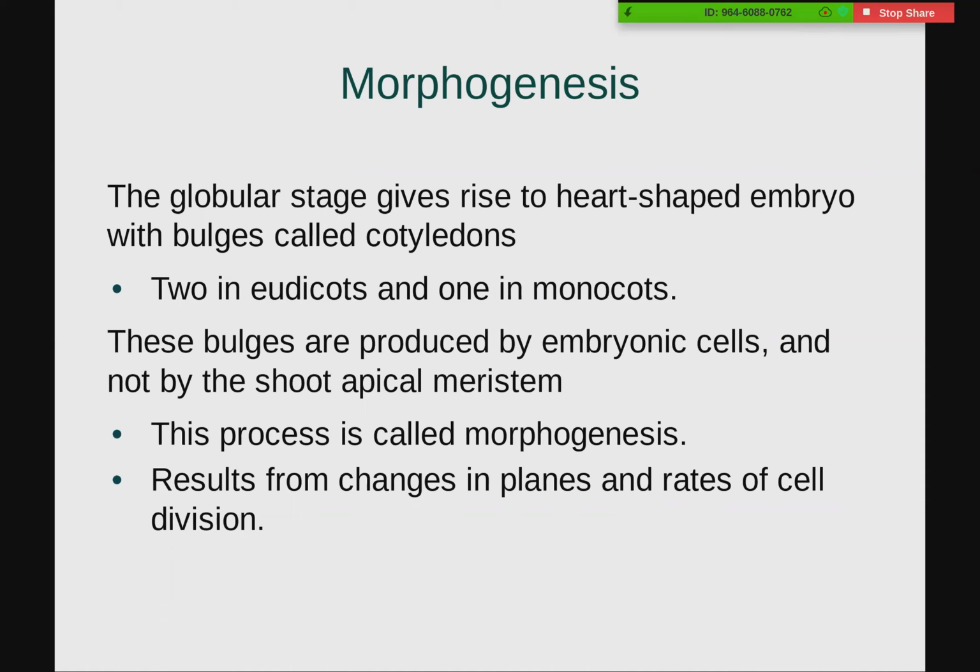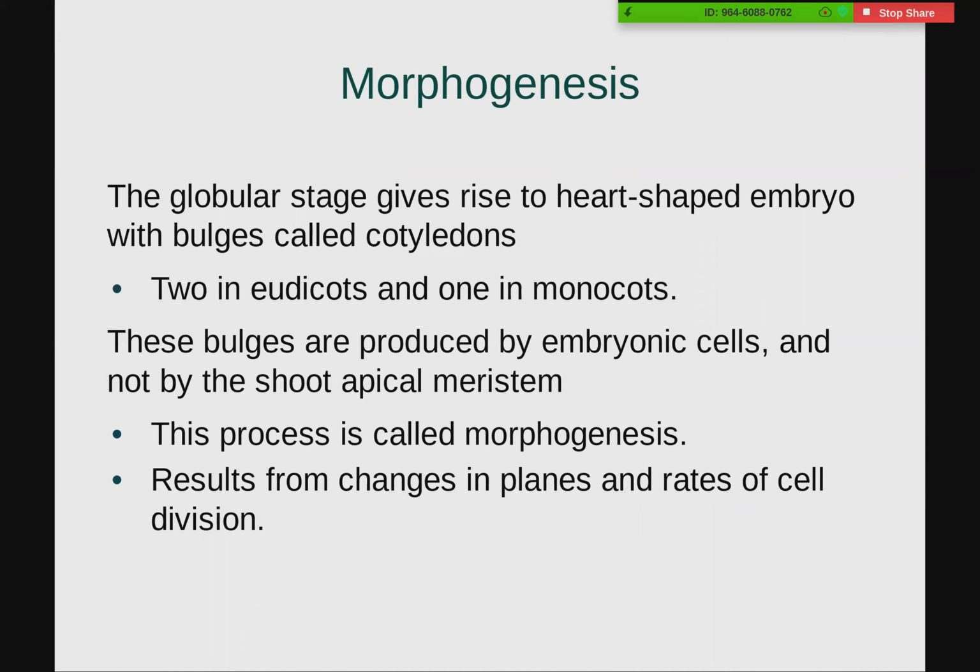Now, morphogenesis kind of sort of spells out what it is, but we'll walk through exactly what it is. Now, the globular stage itself gives rise to heart-shaped embryos with bulges called cotyledons, as we've seen thus far. There's two in eudicots and one in monocots. Just as a note, we haven't mentioned that before. We've always been looking at eudicot embryos, but again, there is a differentiation between eudicots and monocots here.